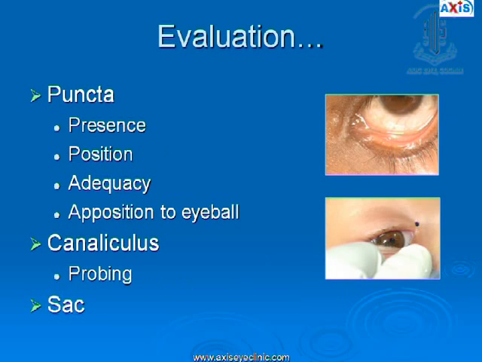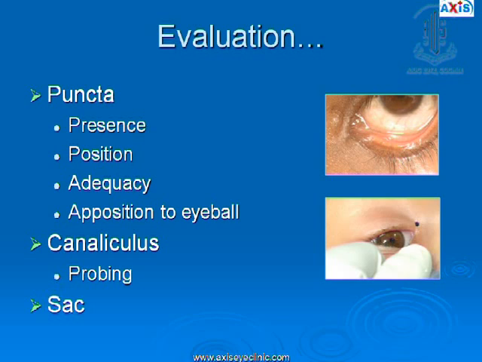body in the eye. As regards the puncta, you would like to look at the presence of the punctum. Are they present or are they absent? What is the position of the punctum? Is it pointing towards the eye or is it pointing outwards? Is there a punctal ectropion? Are they adequate? Are they open adequately? And are they opposed to the eyeball?